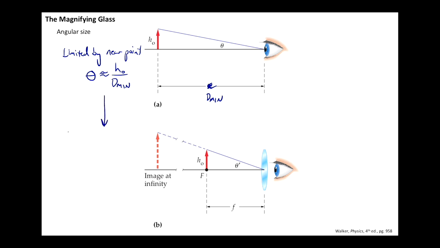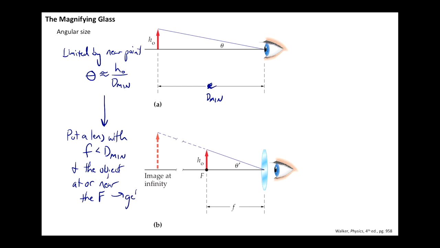However, if we put a lens with focal length less than Dmin in the way, and the object at or near the focal point, we can get a bigger image.